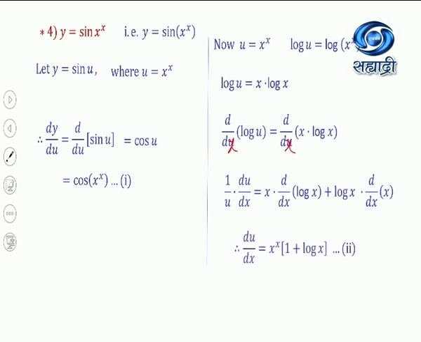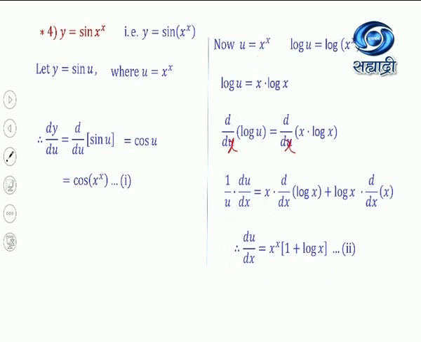So what is our next step? du by dx equal to x to the power x into 1 plus log x. We take this u on the right hand side and the value of u is x raised to x. So we write this, and here derivative of log x is 1 upon x, x into 1 upon x becomes 1, and here derivative of x is 1. So 1 into log x, that is log x. Finally we say that the derivative of x raised to x is this.